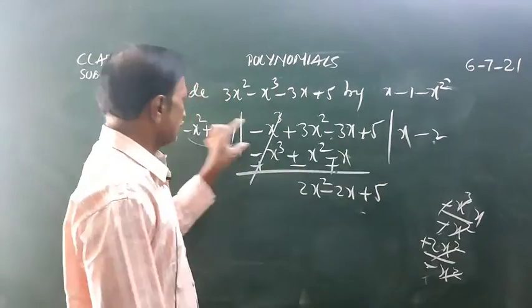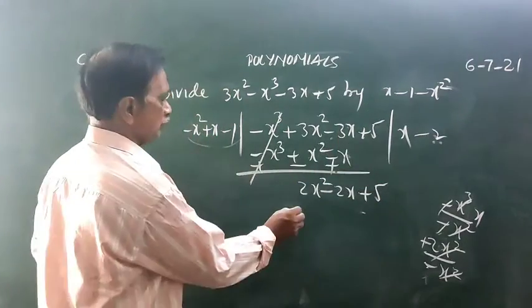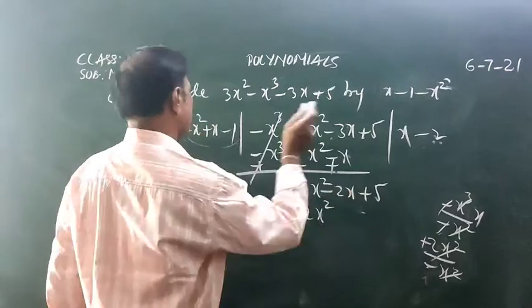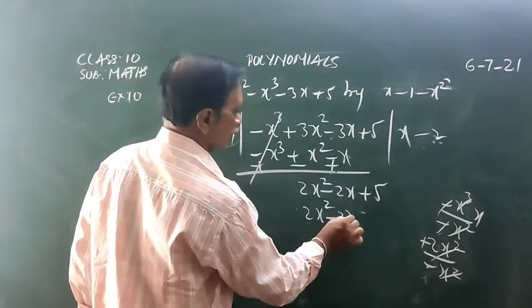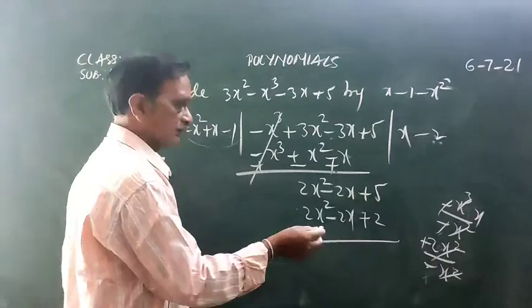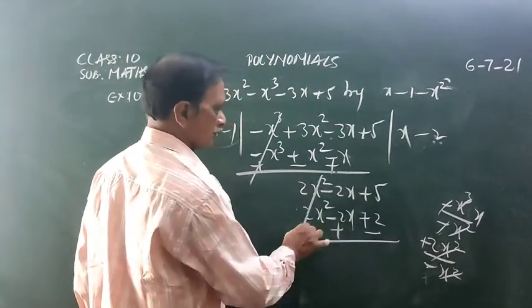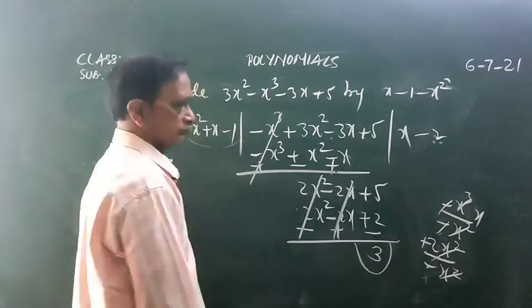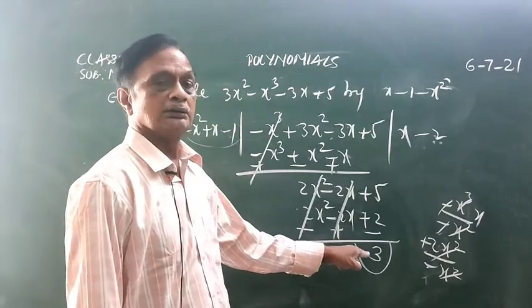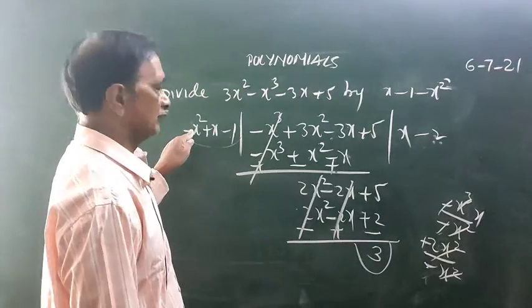Now multiply this divisor by minus 2. Minus 2 into x square, minus 2 into minus x square, 2x square. Minus 2 into plus x, minus 2x. Minus 2 into minus 1, plus 2. Subtract. Minus, plus, minus. What is the remainder? 3. Then we stop the division because the degree of the remainder is less than the degree of the divisor.